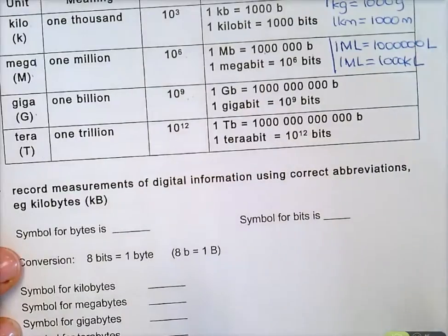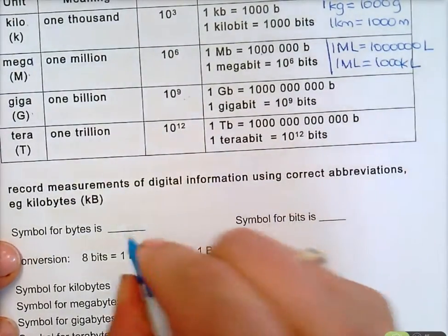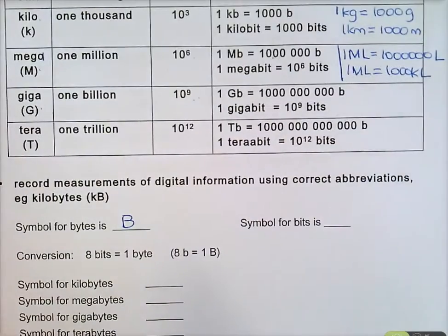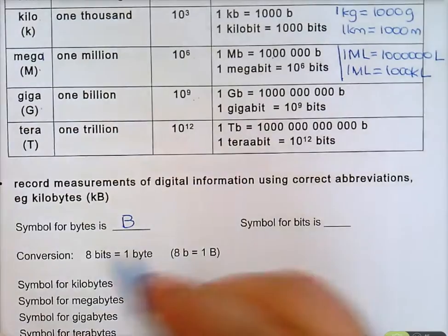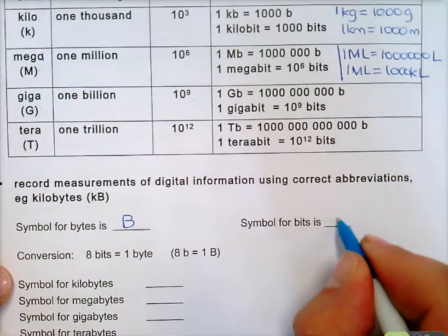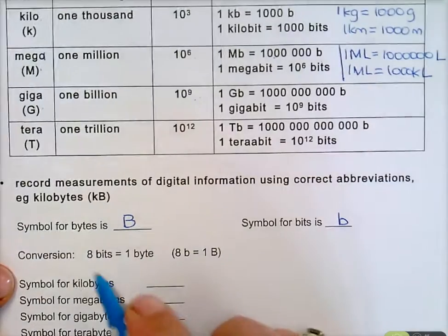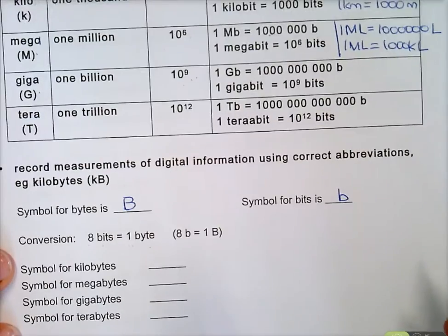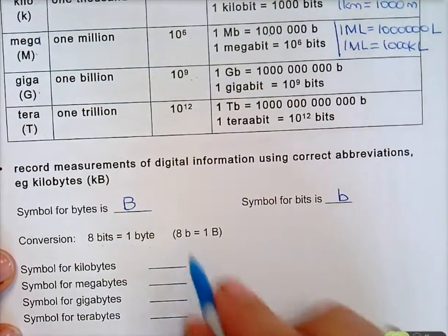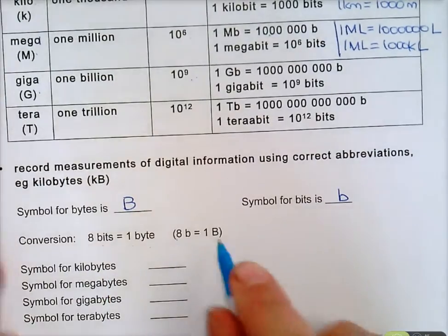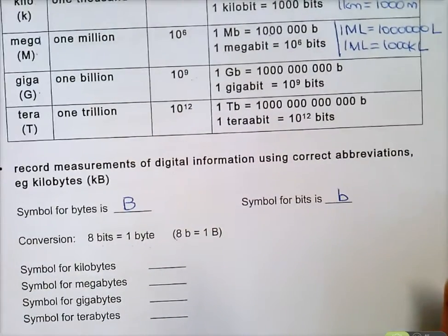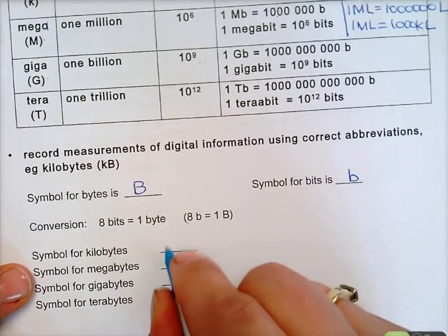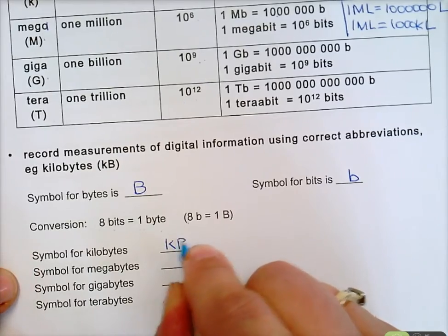Okay, girls, what's the symbol for bytes? Capital B. The symbol for bits, girls, we're going to look at the difference between bytes and bits. The symbol for bytes is capital B. The symbol for bits is small b. There are 8 bits that make 1 byte. So little b for bits, capital B for bytes. Sounds right, doesn't it? A byte is bigger than a bit. So the symbol for kilobytes is small k, big B.